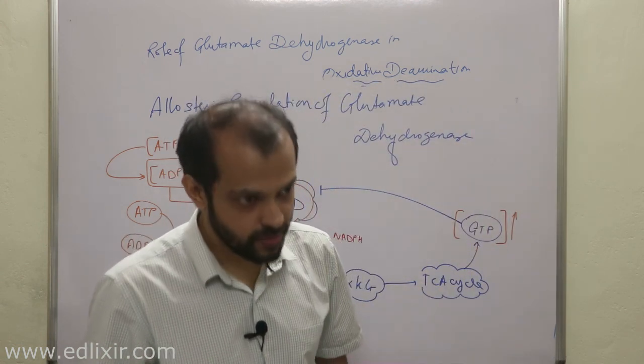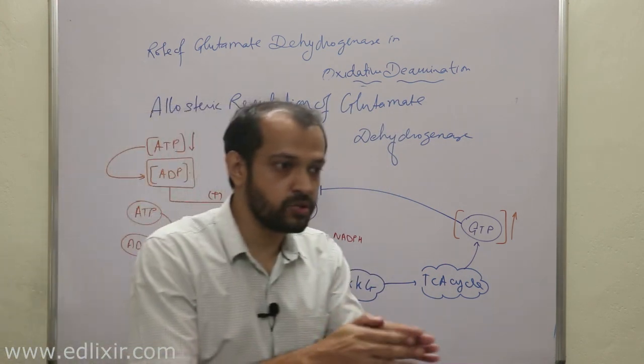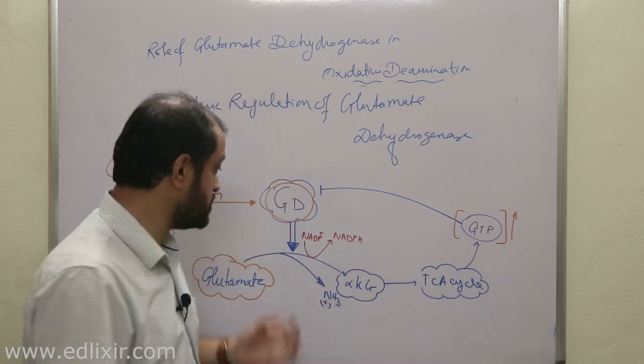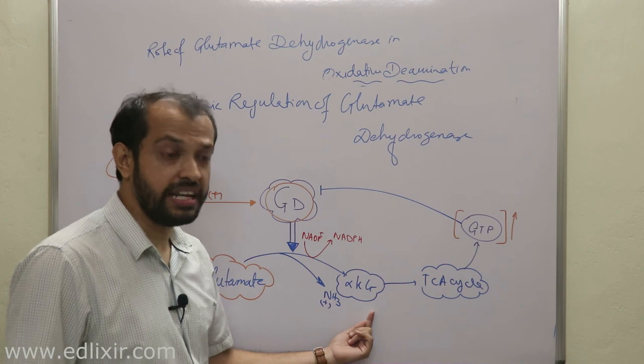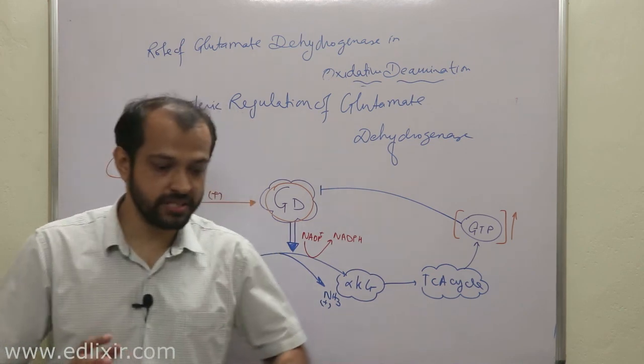Clear? Okay. So now we will be talking about those enzymes which deal with D-amino acid deamination. That is amino acid oxidase. Okay. We are talking about amino acid oxidase.